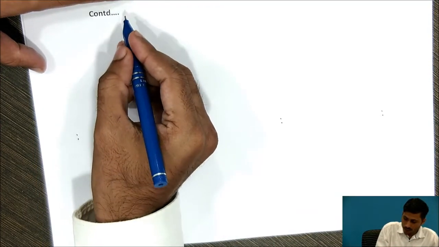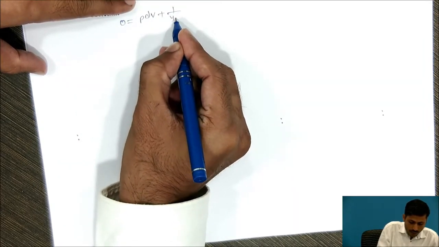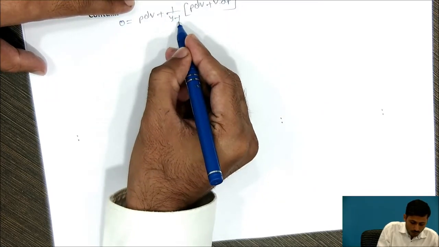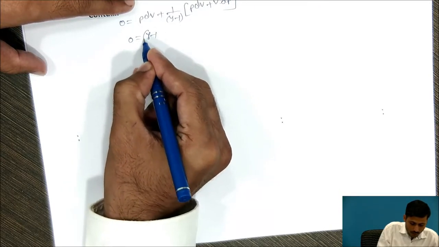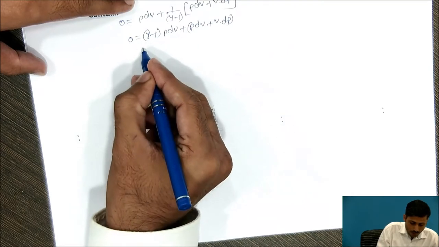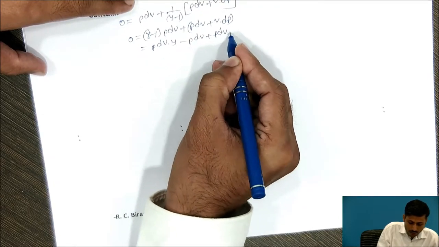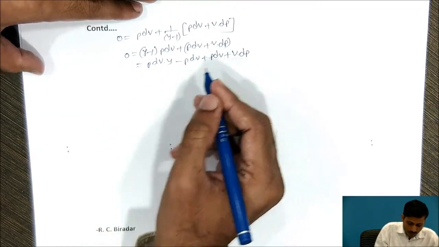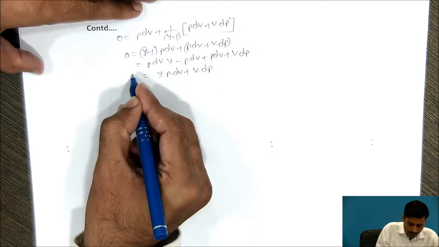In continuation, I can write the equation as P into dV plus 1 divided by gamma minus 1 in bracket of P into dV plus V into dP. Taking the LCM of gamma minus 1, we can simplify that as gamma minus 1 into P dV plus P into dV plus V into dP. Opening up this bracket, we get gamma P dV minus P dV plus P dV plus V dP. So this P dV and this P dV get subtracted, and we remain with gamma P dV plus V dP equal to 0.